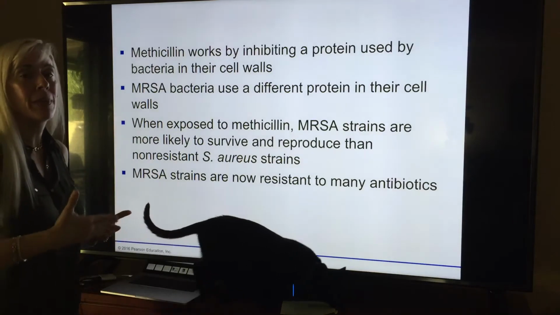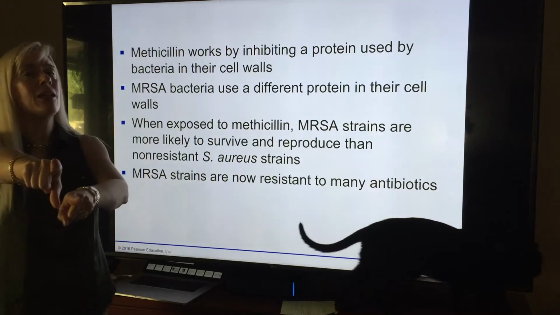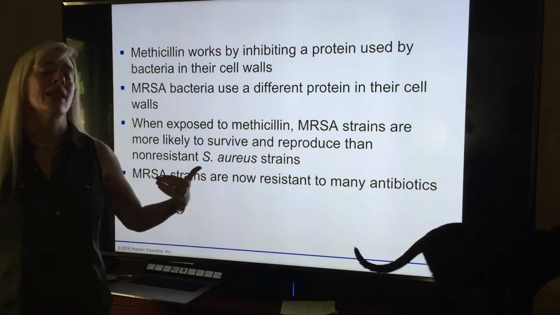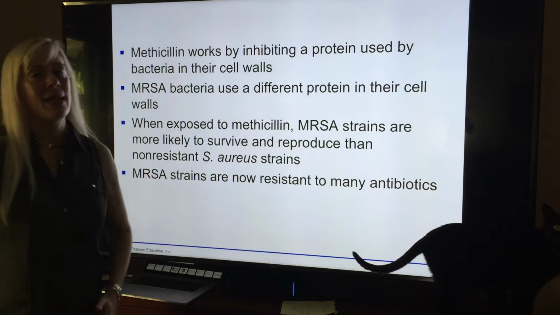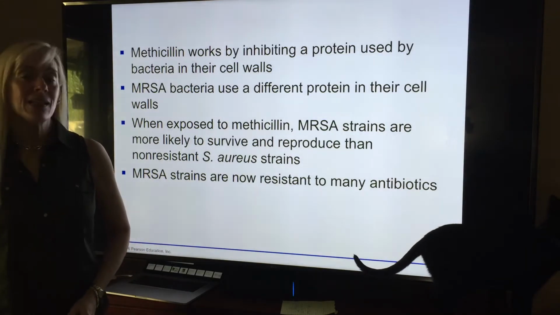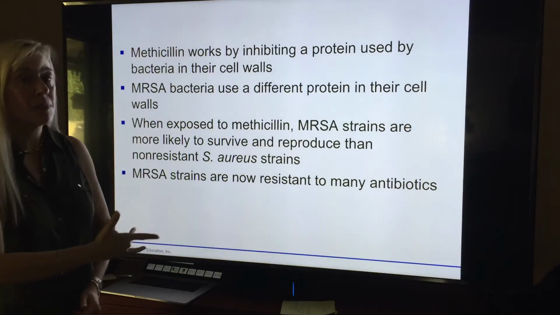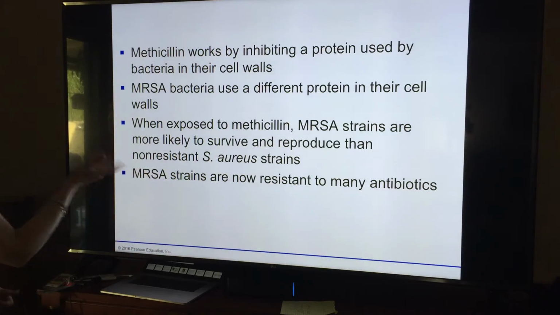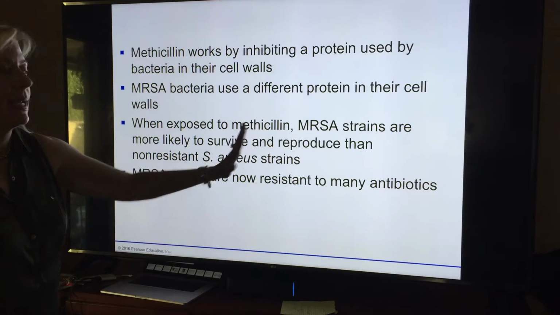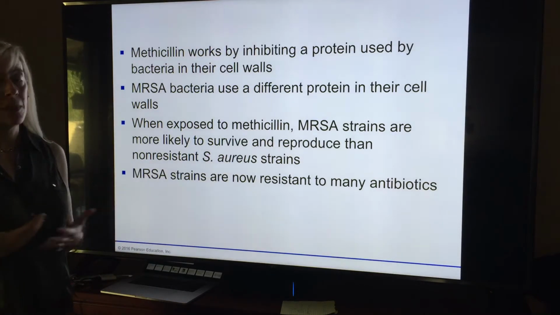So now we have that antibiotic resistant strain, and everyone can take out their cell phones and they can show you guys also made antibiotic resistant bacteria. See how easy that was? Yours was with E. coli, but it's the same concept. So when exposed to this, the strains are more likely to survive and reproduce than non-resistant ones. It's now resistant to many antibiotics, which we have this problem all over the place.